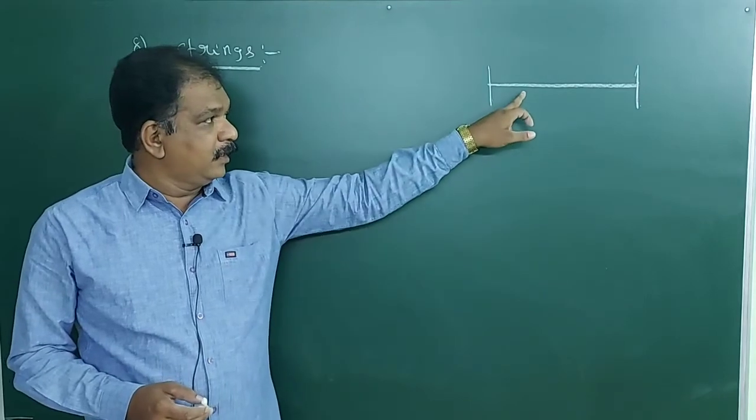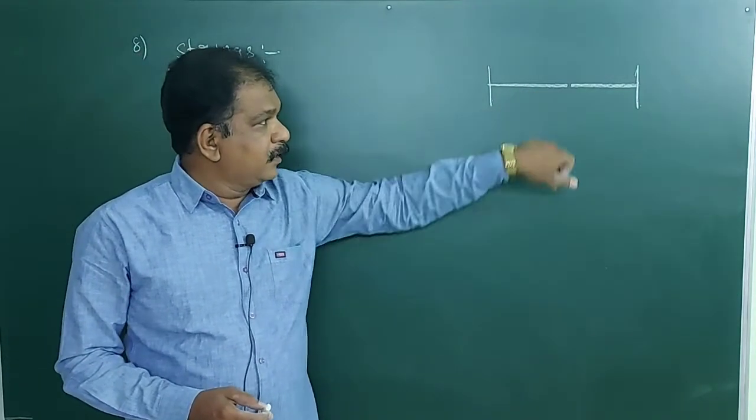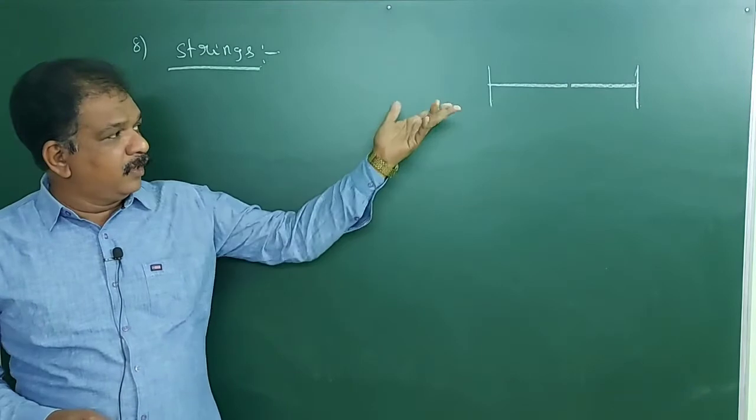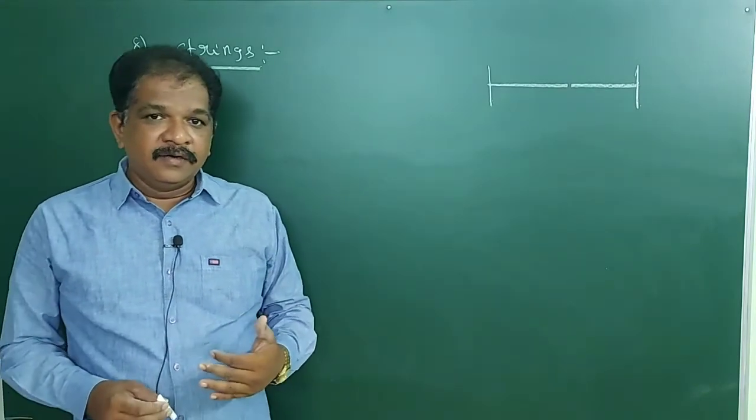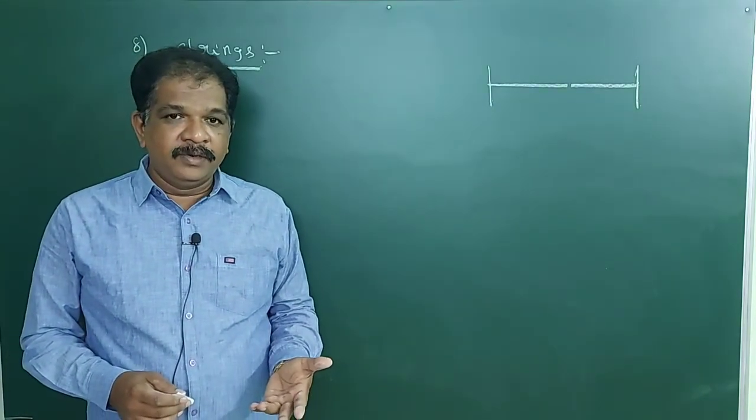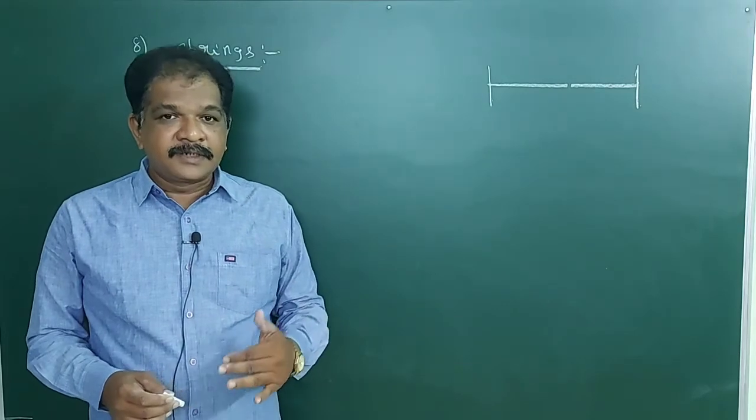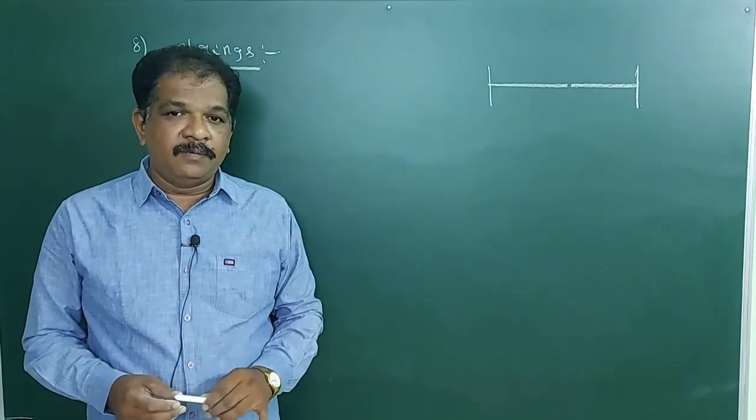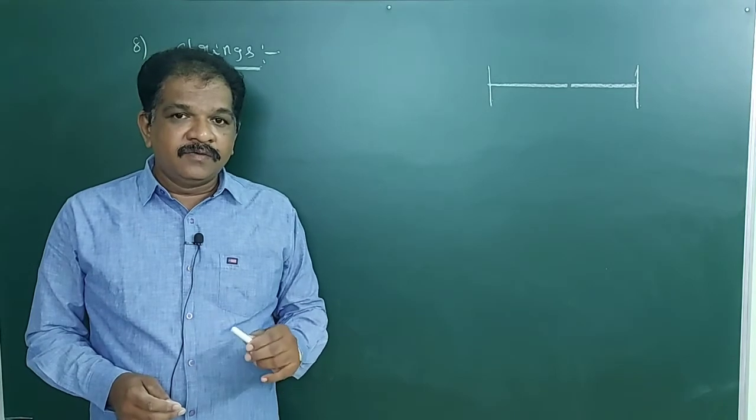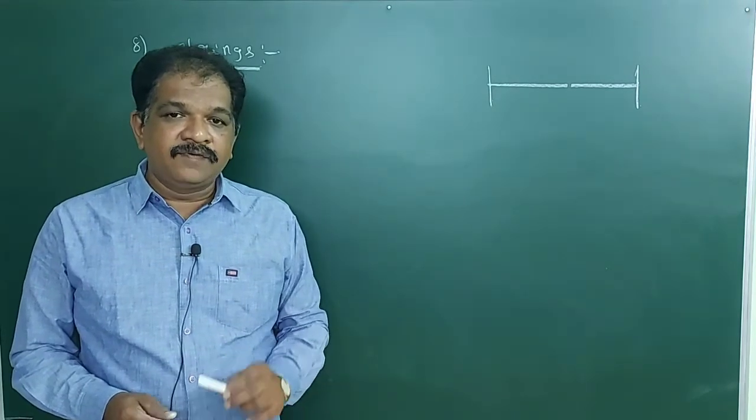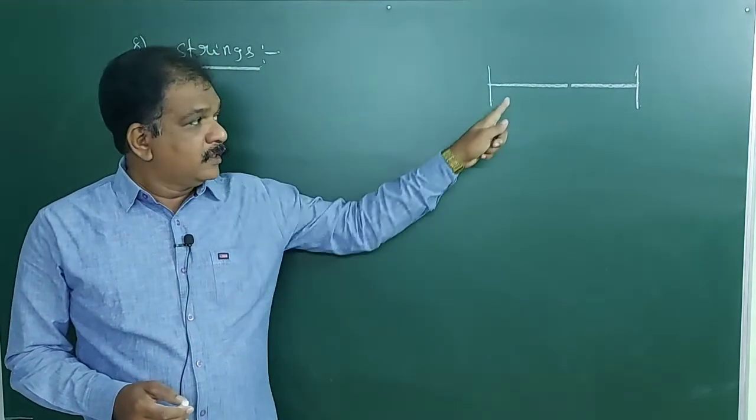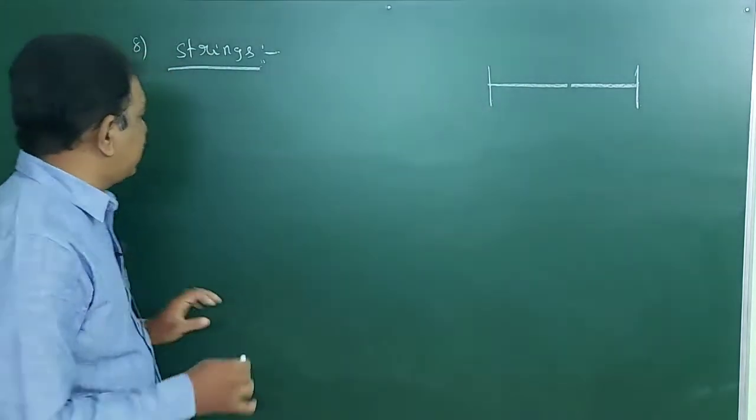I am taking a string, I am plucking the string at the middle or anywhere, then what waves will be formed? Transverse stationary waves will be formed in the string. Then what is the velocity of the transverse wave generated in the string?